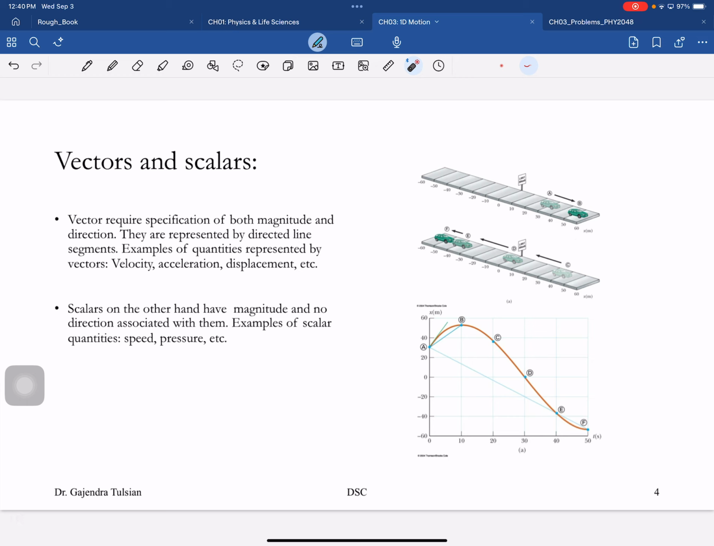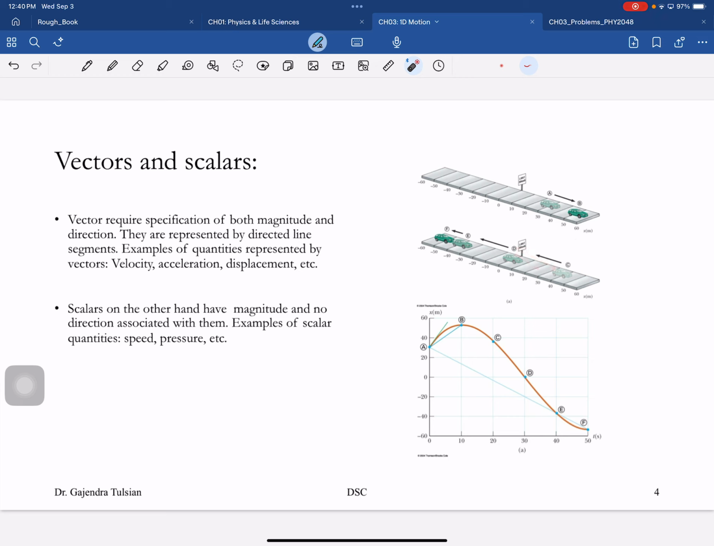You already know what vectors and scalars are. Vectors are quantities that have magnitude and direction. Velocity, momentum, force, and all those guys are vectors. Speed is a scalar, and so on. Now, since right now we're keeping things simple and we're considering motion only in one dimension, your velocity can point either in that direction or that direction.